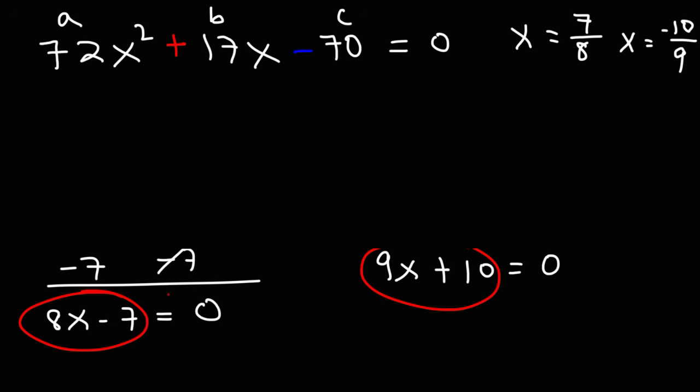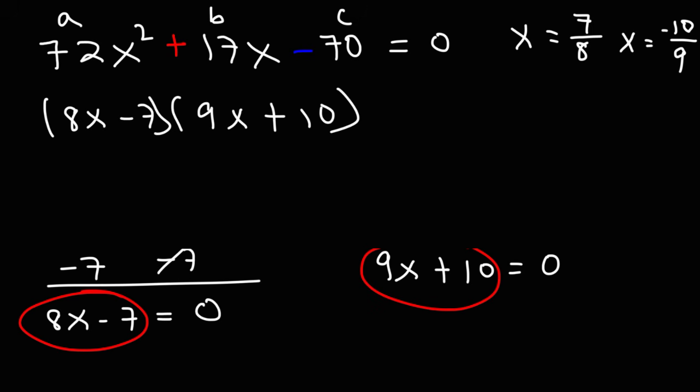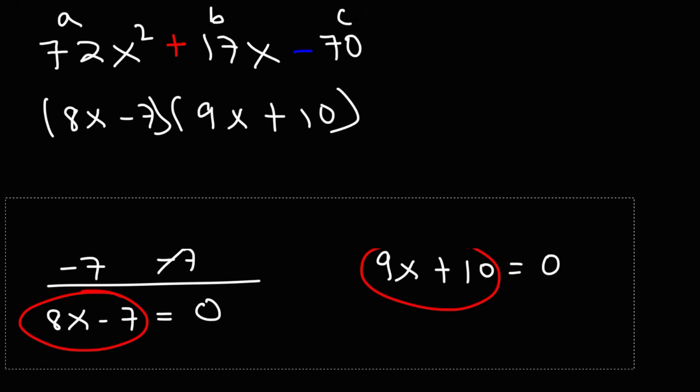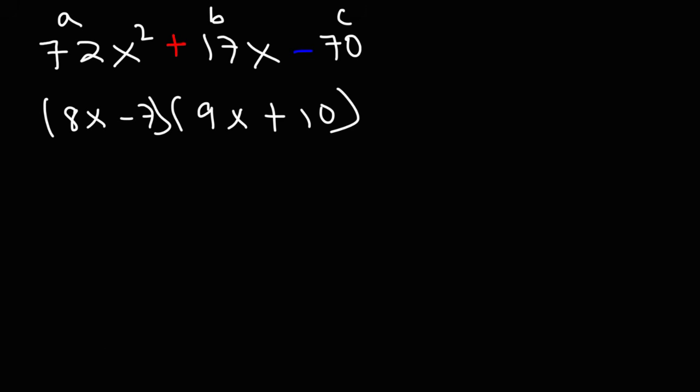So thus, to factor the trinomial, we can simply write 8x minus 7 times 9x plus 10. And so that's how we can reverse factor the trinomial using the quadratic formula. So this right here is the answer.